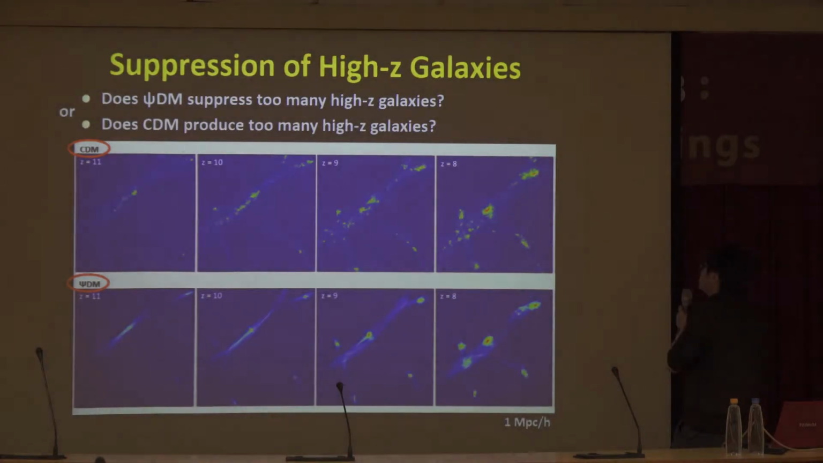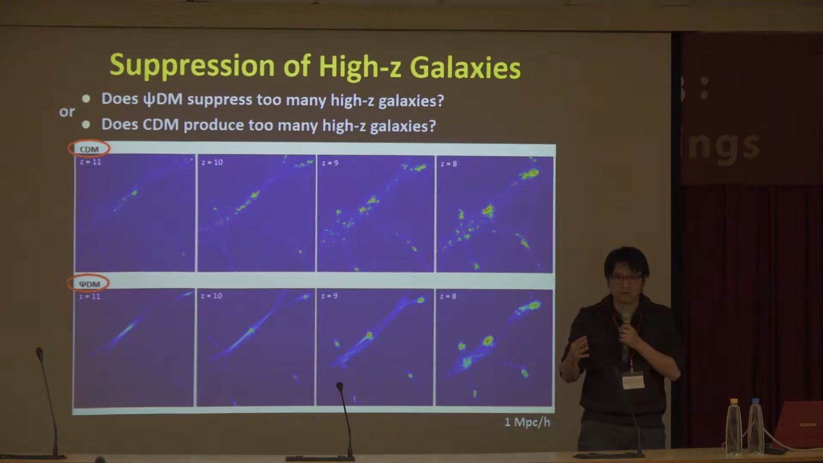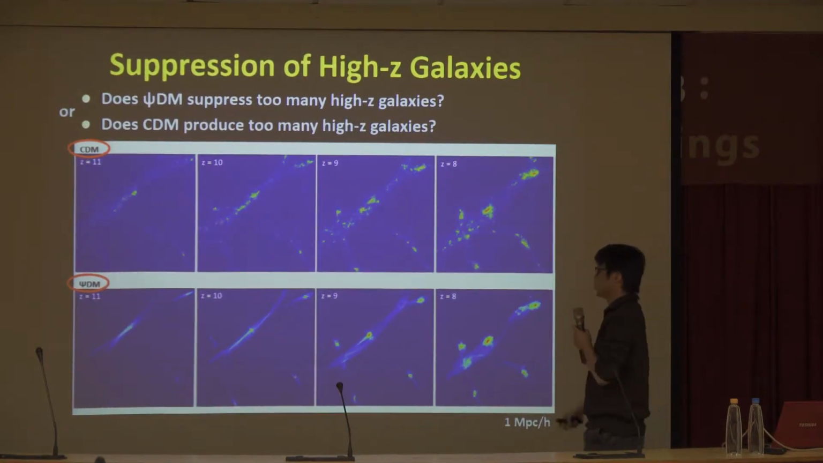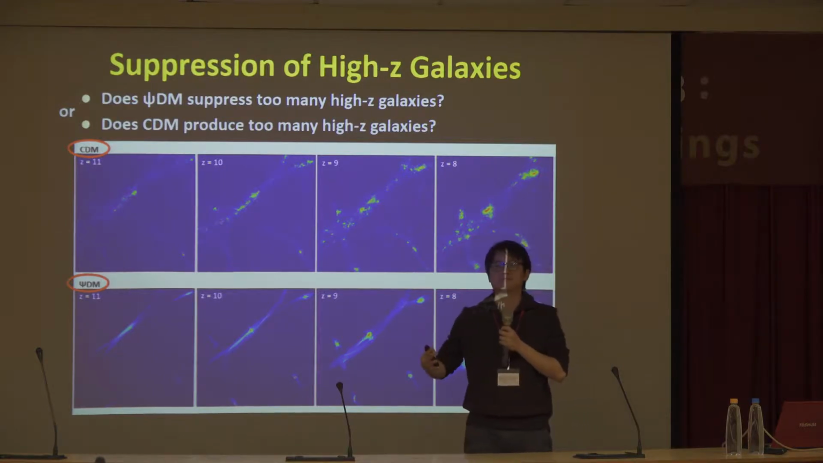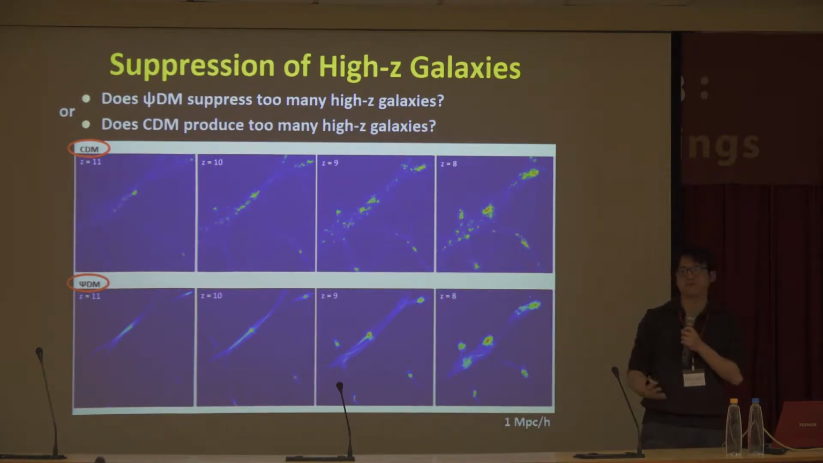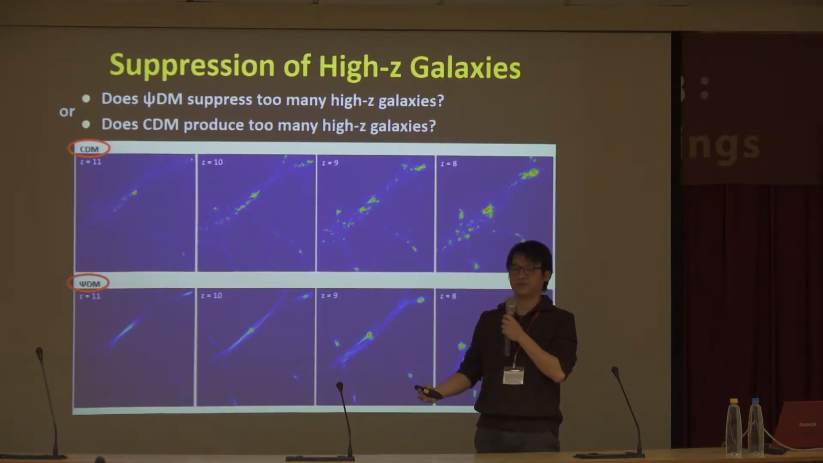Next, I want to talk about the suppression of high-redshift galaxies, especially the suppression of low-mass galaxies at high redshift. Now we have fixed the particle mass, by comparing with dwarf galaxies. This value is fixed to 10 to the minus 22 electron volt, so we can no longer play with it.